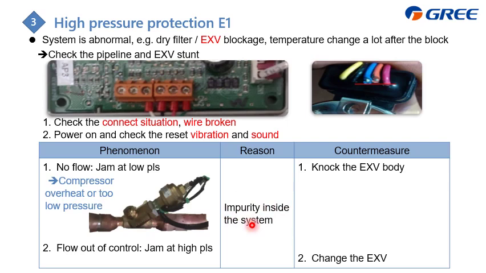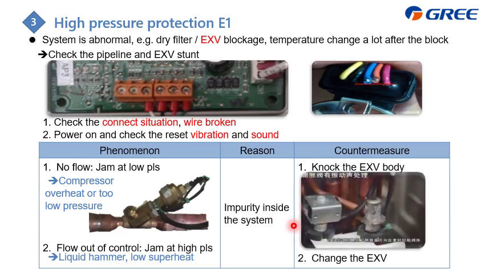The other is that it is out of control. That means the jam or the impurity is at the high pulse. And the countermeasure for this one is, just like for the residential air conditioner, to use your screwdriver to hit the EXV body, and maybe for 70% of cases it can flow out. And after that you can also check whether there is a sting here or an impurity jam here, and then you need to replace it.